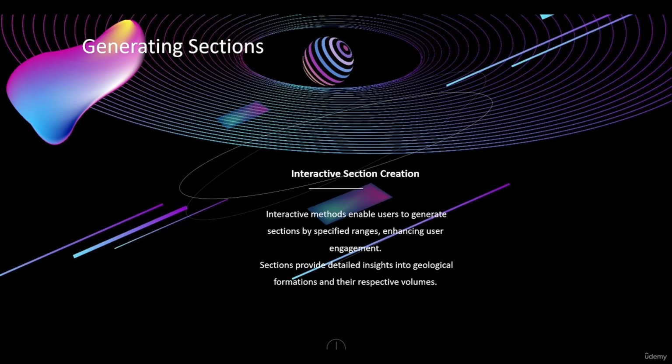Once we have those sections, we can slice the solid using plane group methods. This is helpful for creating manageable chunks of data, especially when dealing with large models. After that, we will report the volume of each slice. This is a key step in resource estimation and analysis.